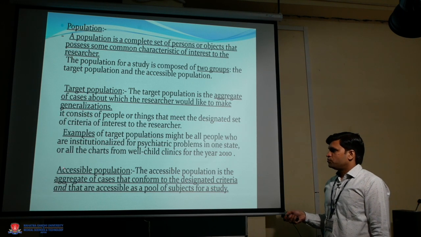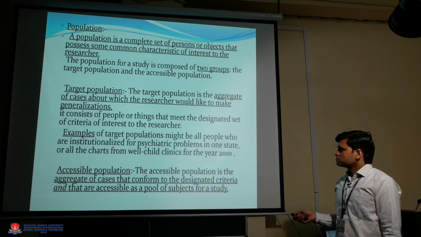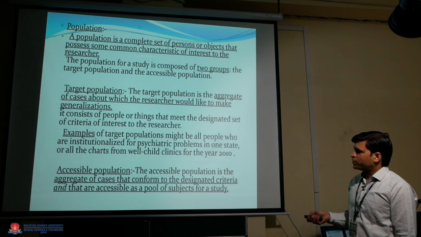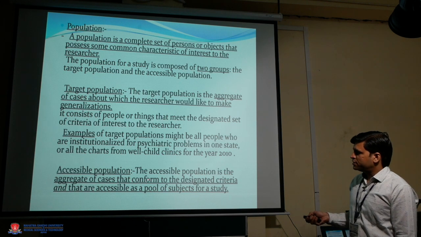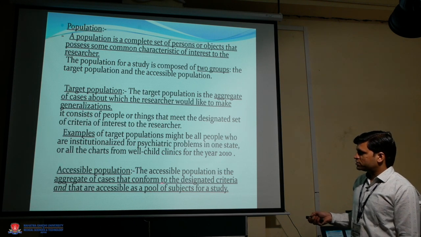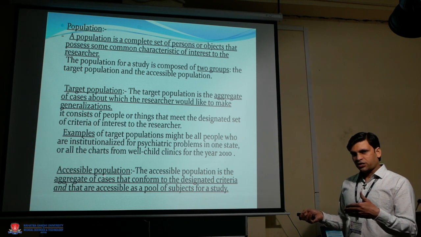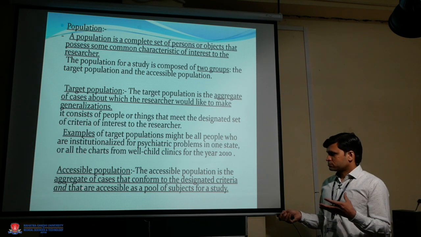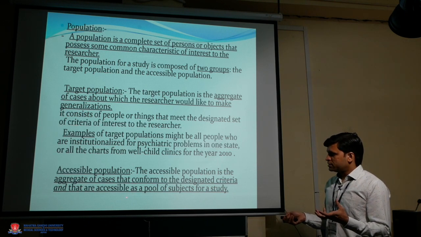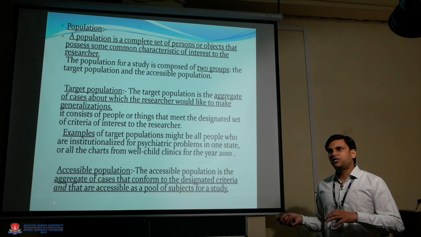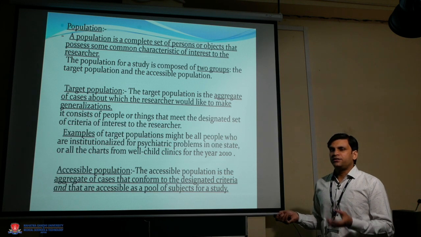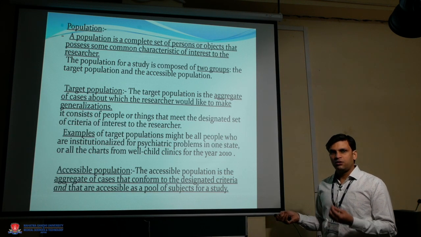Now another aspect of this is accessible population. The accessible population is the aggregate of cases that conform to the designated criteria and that are accessible as a pool of subjects for a study. So there are two interrelated aspects in this. The first is that it is the aggregate of cases that conform to the designated criteria, and another aspect is that these are accessible as a pool of subjects for a study. That means these are those objects or people who are easily available and accessible for the researcher.